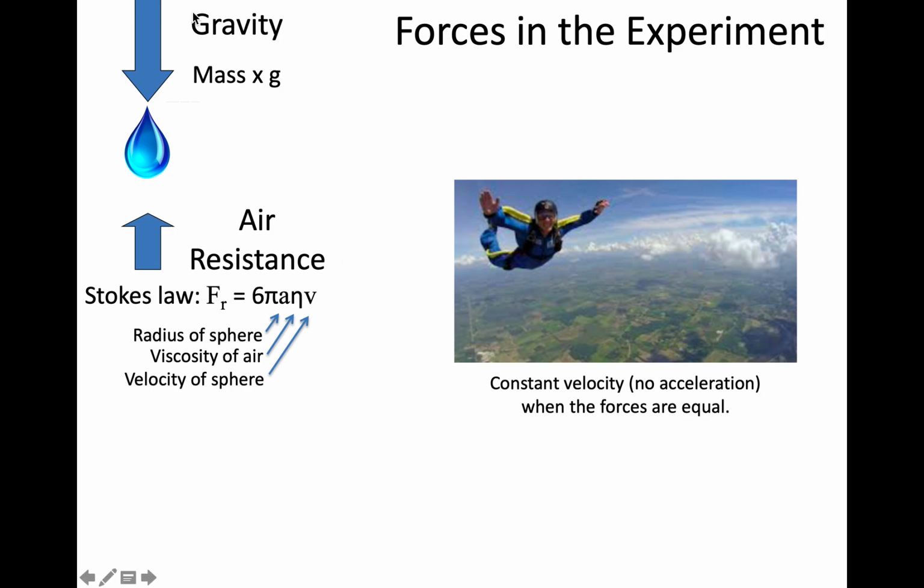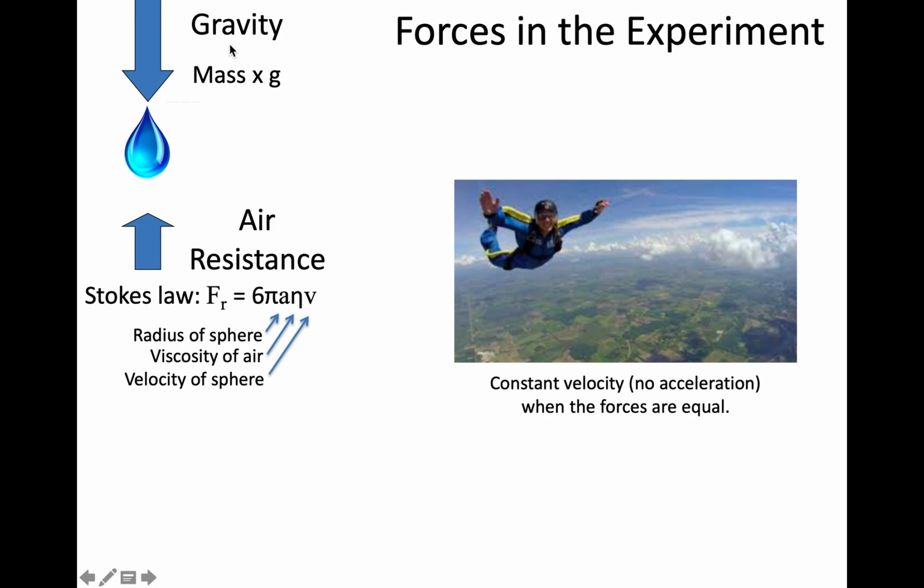So gravity involves mass and the gravitational constant. As that is falling downward, it's going to meet with some air resistance. So the air resistance for a spherical object is described by what's called Stokes's law. The force for that includes some constants on the front and then information about the radius of the drop, the fluid it's going through, the viscosity of the air, and then the velocity of the sphere.